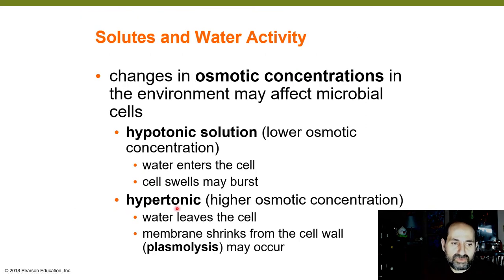This is an example of a hypertonic situation, a hypertonic surrounding. In a hypertonic surrounding, water will leave the cell because the water concentration inside the cell is greater than the water concentration outside of the cell. So water leaves the cell, the membrane shrinks from the cell wall, and this process is known as plasmolysis.